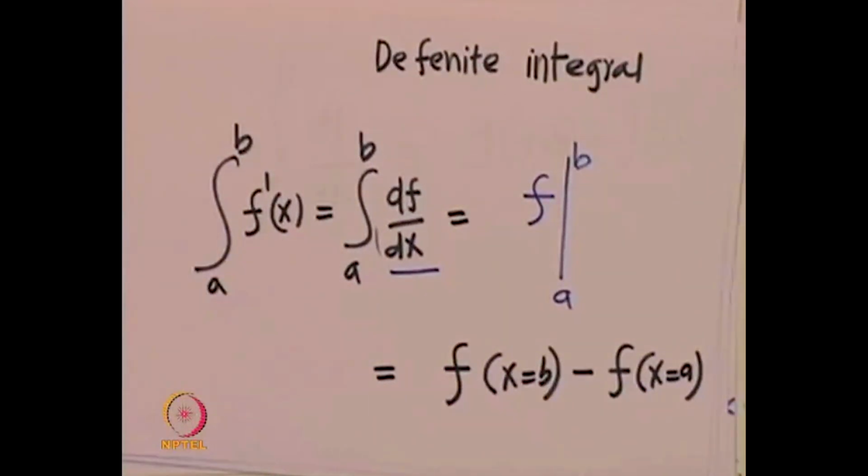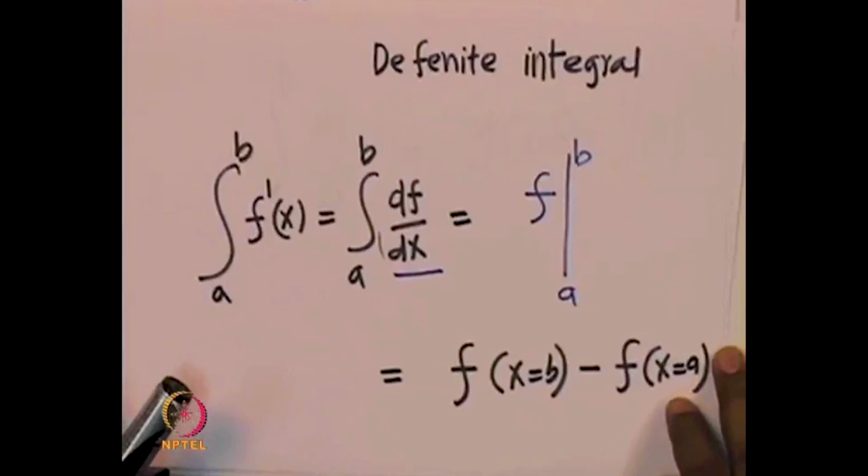So, the answer of the integral of df by dx between these 2 points A and B is f at x equal to b minus f at x equal to a. So, this is the answer. Now let us do some examples for this.